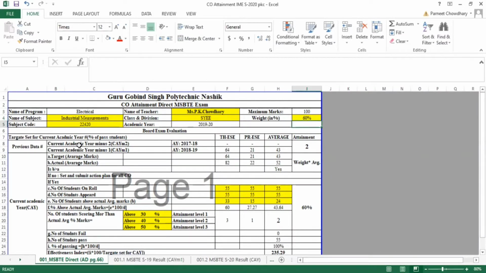So now here we have the previous data. For setting the target of the current year, we require the last 2 years data. So current academic year minus 2, that is CAY minus 2, that is 2017-18. Since this subject was not there before in the G scheme, that is why I have left this column blank. Then current academic year minus 1, that is 2018-19, this subject was introduced in I scheme. So here I have entered the theory end semester and practical end semester marks, and these average marks are coming from my sheet number 1.